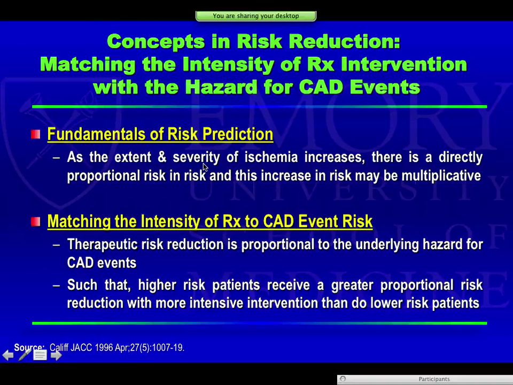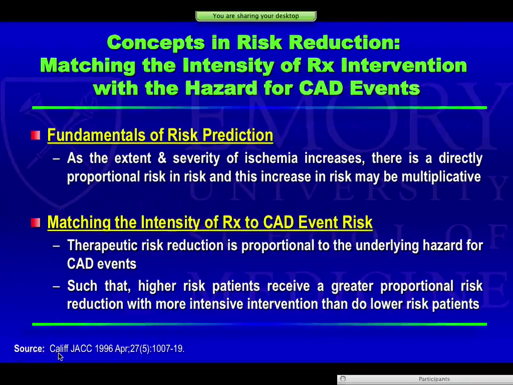And there is this concept of matching the intensity of therapies to the coronary disease event risk. What you would expect, and this is a general tenet, is that the therapeutic risk reduction is proportional to the underlying risk for cardiovascular events. So that means if I treat low-risk patients, my benefit is going to be low. If I treat high-risk patients, my benefit is going to be higher, and the therapy should be more intensive. This is a general tenet, it doesn't always work, and I'm going to show you one example in this case where matching the intensity does not work, if you can hold on to it for a little bit.